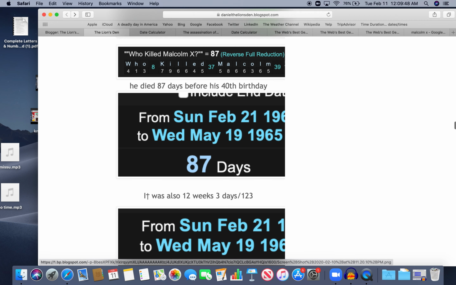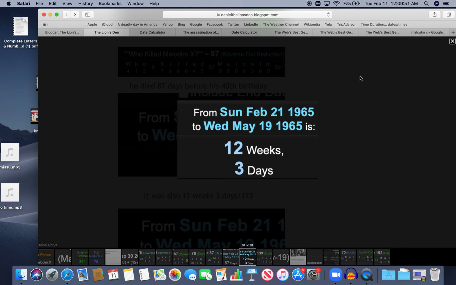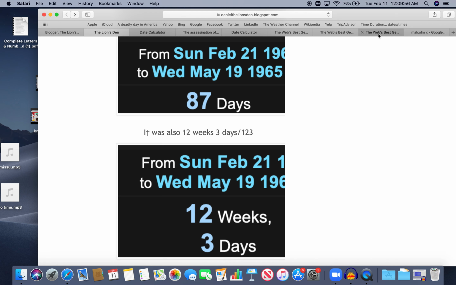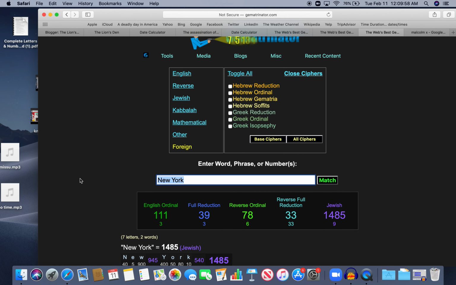It was also 12 weeks and 3 days, or 123. And Malcolm X equals 123. Malcolm, if you spell right, equals 123. And that's a number associated with conspiracy. Definitely a conspiracy involved. 147 too. Look at that. So Malcolm Little equals 147.